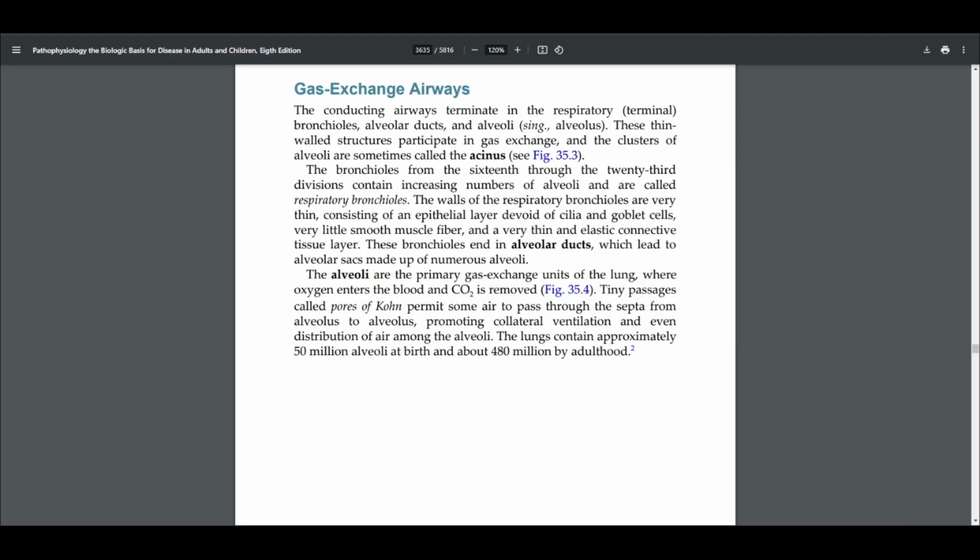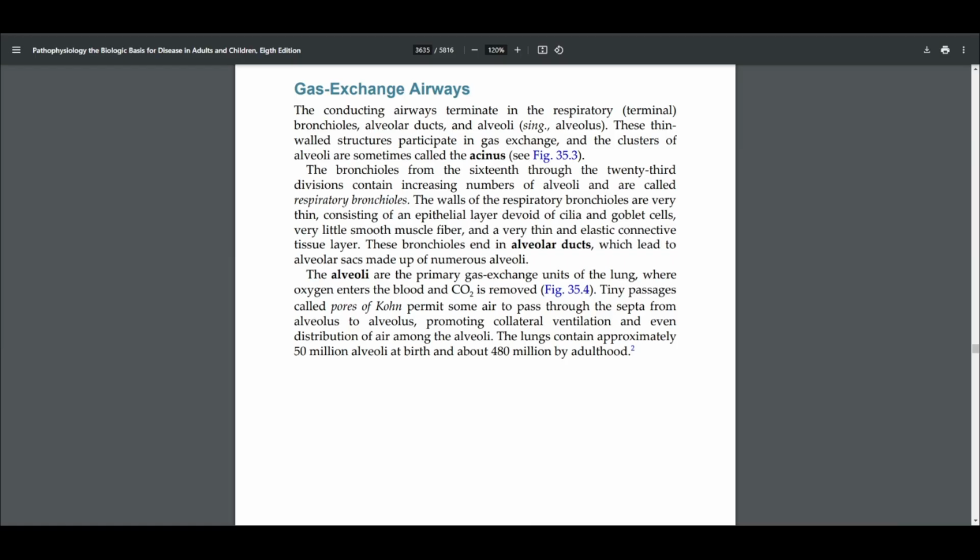The conducting airways terminate in the respiratory, the terminal bronchioles, the alveolar ducts, and alveoli, or alveolus, singular. These thin-walled structures participate in gas exchange, and the clusters of alveoli are sometimes called acinus. The bronchioles from the 16th through the 23rd division contain increasing number of alveoli and are called the respiratory bronchioles.